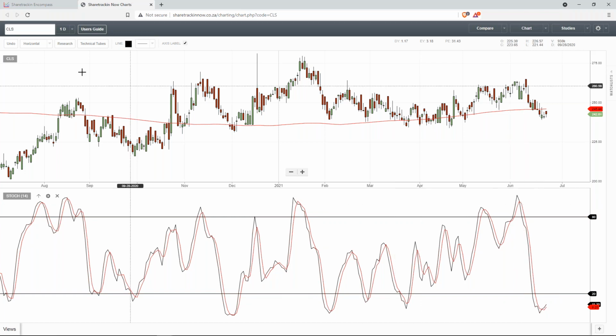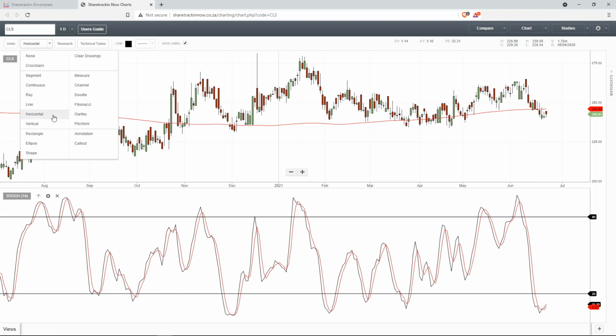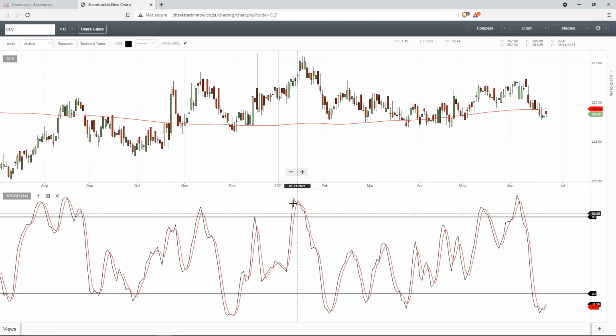The stochastic has two lines which make it up. The black line is your stochastic, and the red line is your signal line. When the signal line, the red line, crosses through the black line, which is the stochastic, in an upwards direction like over here, that would be a buying indication. When they cross in a downwards direction like over there, that would be a selling indication.